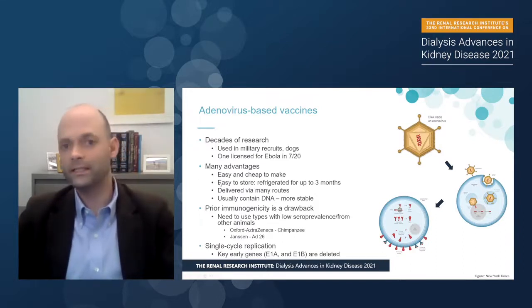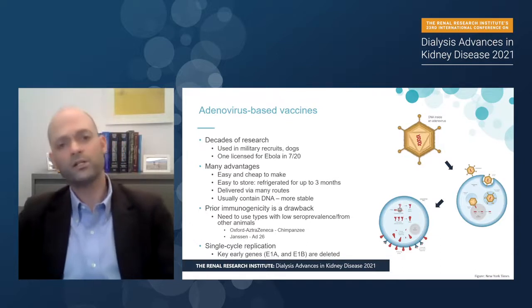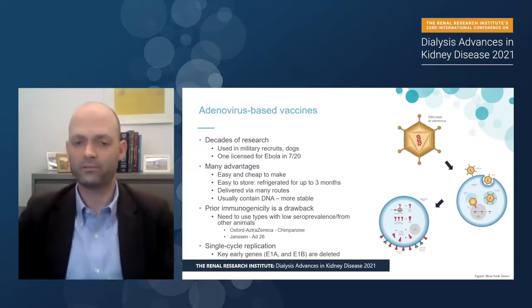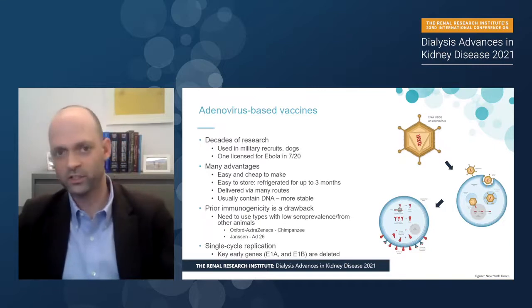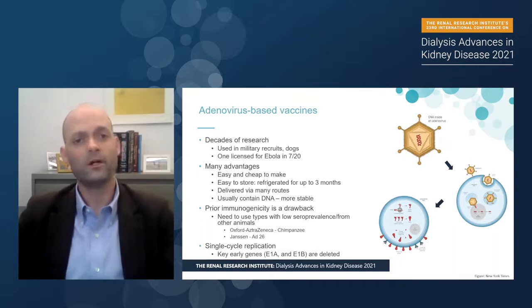They usually contain DNA as opposed to RNA. DNA is more stable than RNA, again leading to the ability to only need a refrigerator and no deep freezer for these types of vaccines. There are some drawbacks for the adenovirus vaccines in particular. Prior immunogenicity can be one. Many of us are exposed to different types of adenovirus on a daily basis, as part of community-acquired respiratory infections, conjunctivitis, and other forms of infection. So if you have prior immunogenicity, your ability to respond to the vaccine might be diminished.